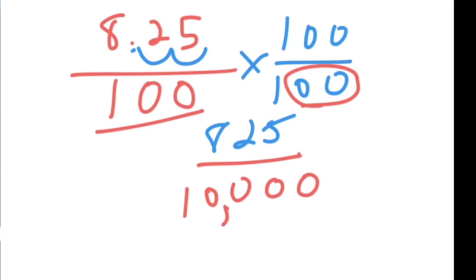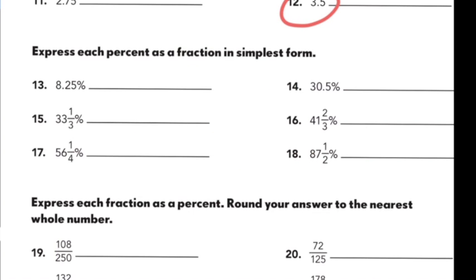Okay, so with decimals again, for number 14, you have 30.5. We want to multiply numerator and denominator. It's going to be 30.5 over 100 times 10, because you want to get that decimal over to the right one. So let's look at, though, a fraction.